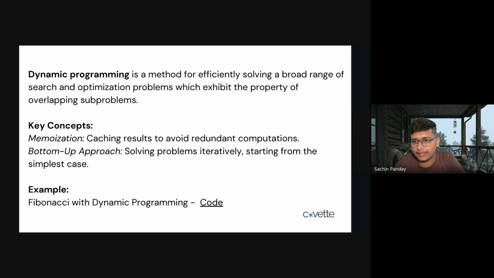Tabulation is basically where we create a table or grid or a matrix, and then we start from the smaller values, start from 0, 0, and then we start filling the values based on the previous cell in the matrix. So basically we solve problems iteratively starting from the simplest case. Here is what happens in Fibonacci: if you have passed n equal to 10, then 10 will call 9 and 8, then 9 will call 8 and 7, 7 will call 6 and 5, then 5 will call 4, 3, then 2, 1, and then 1, 0. But in tabulation, we start from 0, 1.